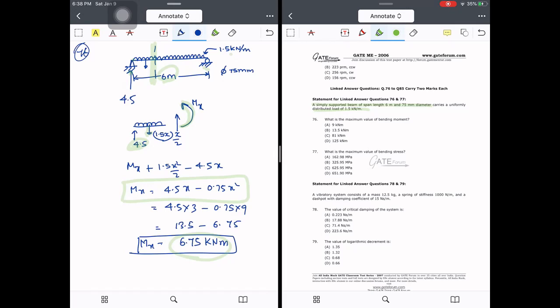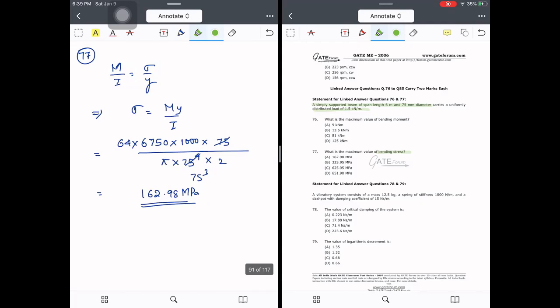I don't believe that GATE focuses much on formulas. There are questions where you can just put the formula, but for most of the questions they have asked, you can derive the formula there itself. You don't need to remember all those things. So mx is equal to 6.75 kilonewton meter. This is the maximum value of bending moment that you can come across. So this is the answer. The answer that they have given is not correct. So I have written my answer, 6.75 kilonewton meter.